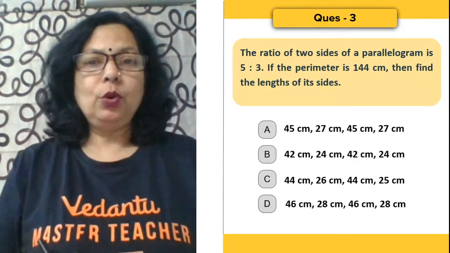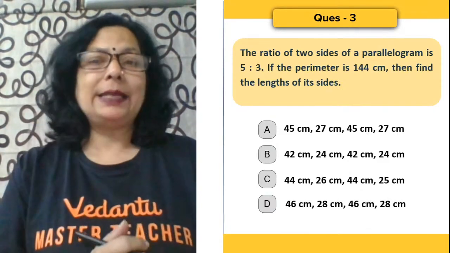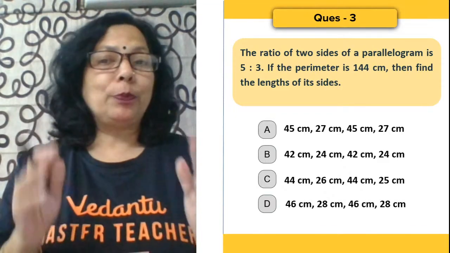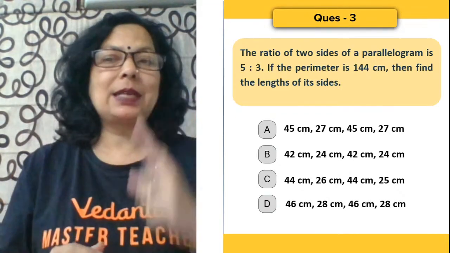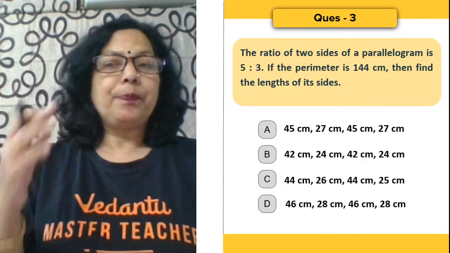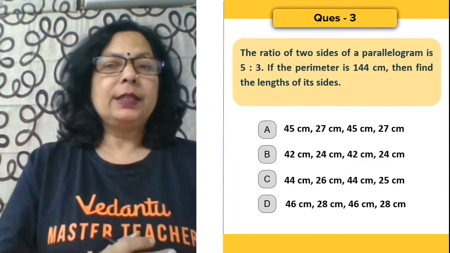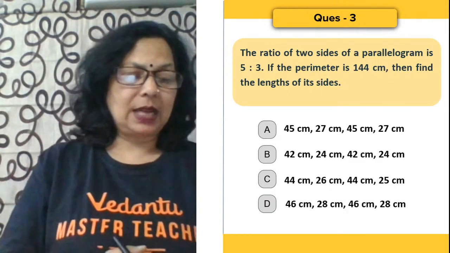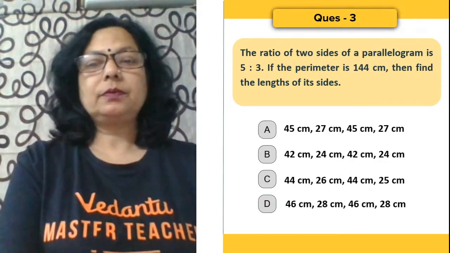Next question for you. The ratio of two sides of a parallelogram is 5:3. And what property do you know about the sides? That the opposite sides of the parallelogram are equal. The perimeter is 144. Then the length of the sides is, come on.